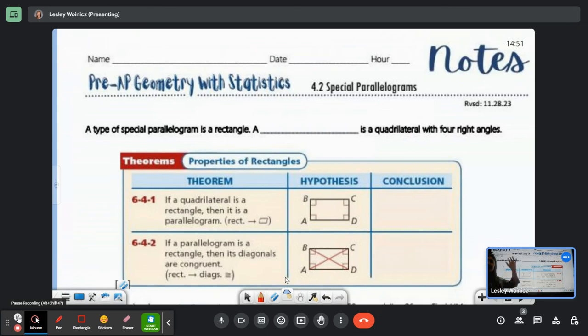Parallelograms. Think about your Venn diagram. One starts with an R. Rhombus. Okay, the other one also starts with an R. Rectangle. What about a rectangle that's also a rhombus? Square. Yeah, so we're going to talk about those.